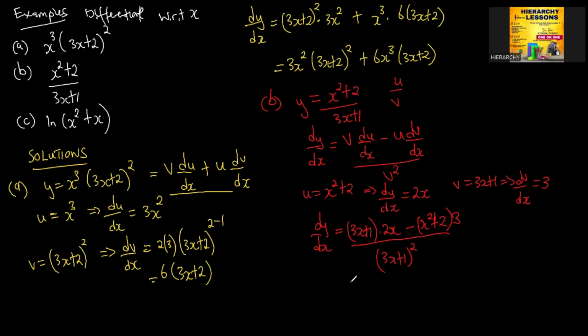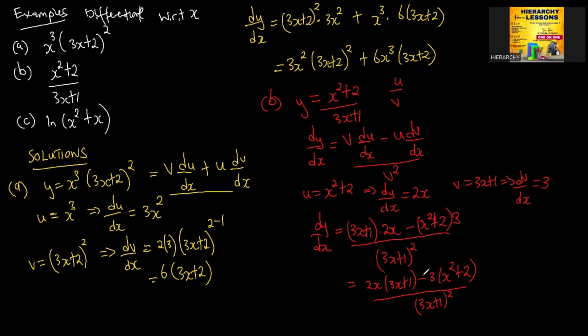And then we're going to simplify. Here we have 2x times (3x + 1), minus 3 times (x squared + 2), all over (3x + 1) squared. So if you wish to simplify further, you can expand the brackets on top and then simplify further, to give it in its simplest form.